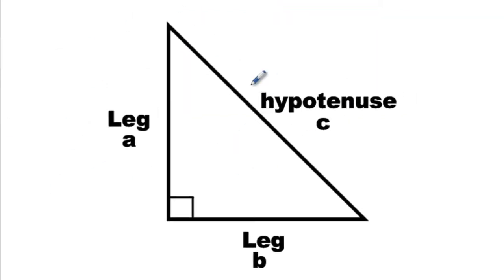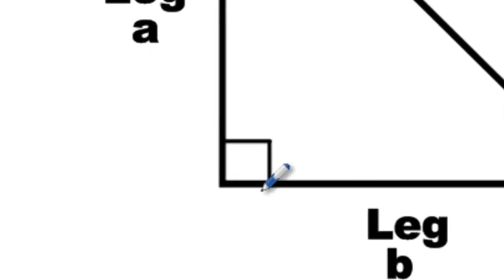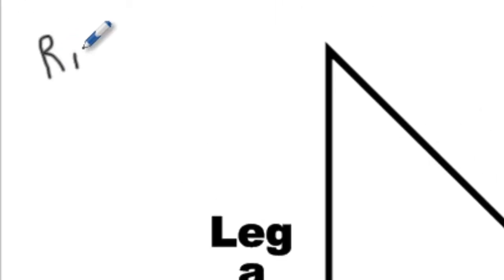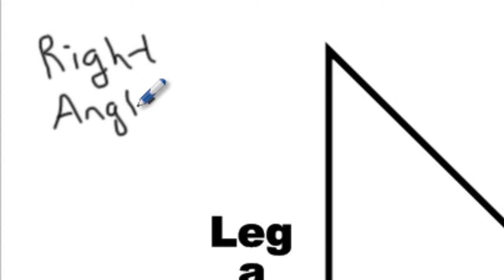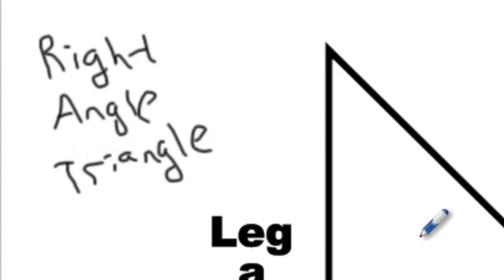Now the new stuff. If you're given a triangle like this, and then you see a box, just a little corner here, a box, that stands for a right angle. That makes this triangle a right angle triangle. So go ahead, write right angle triangle. That's the only triangles that we're going to be looking at today, the right angle ones.